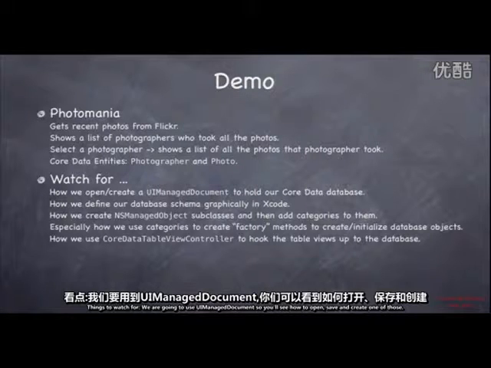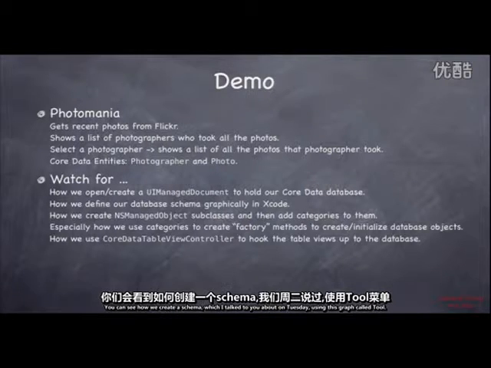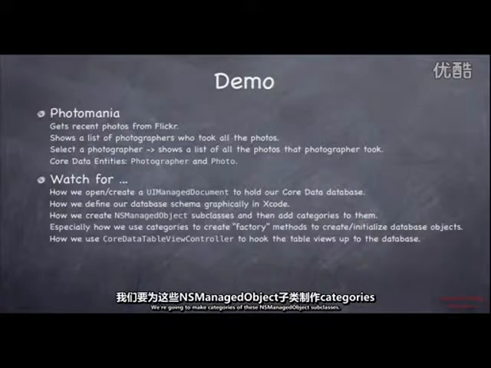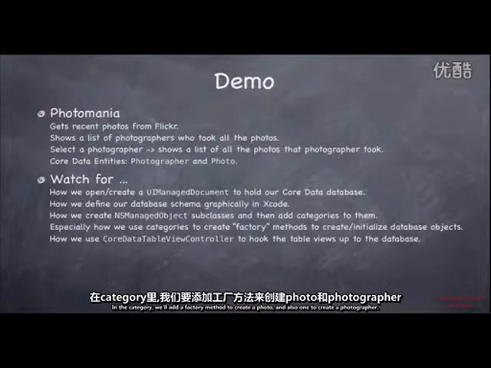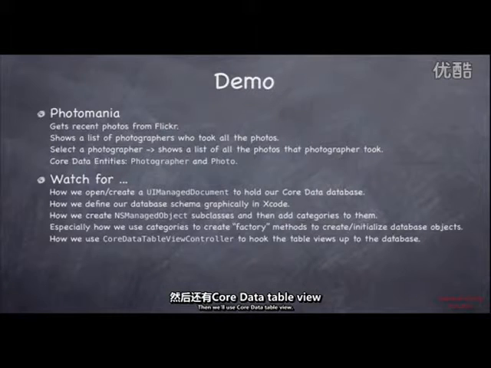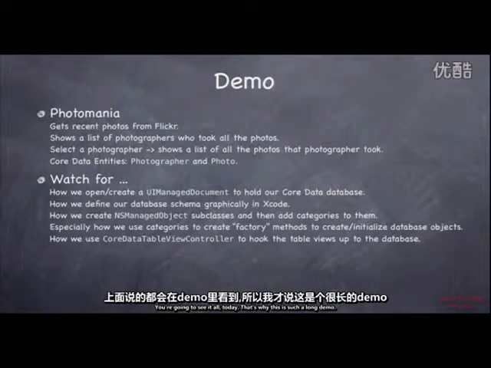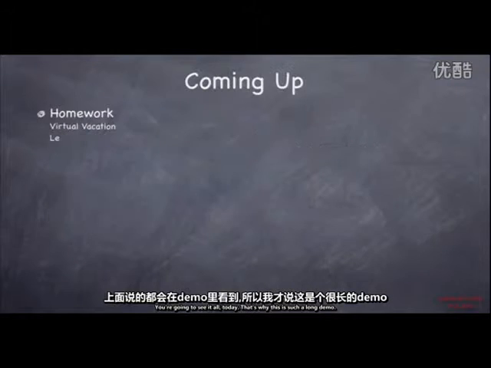Things to watch for. We are going to use a UIManagedDocument, so you'll see how to open and save and create one of those. You can see how we create a schema, which I talked about on Tuesday, using this graphical tool. We're going to make categories of these NSManagedObject subclasses, and in the category, we'll add a factory method to create a photo, basically, and also to create a photographer. And then we'll use Core Data Table View. So you're going to see it all today. That's why this is such a long demo.